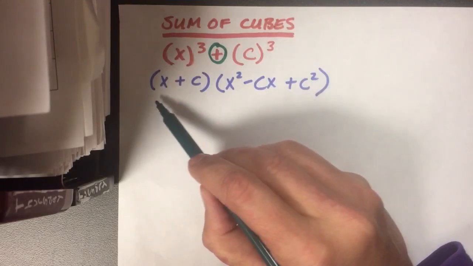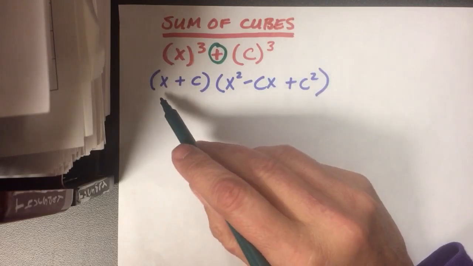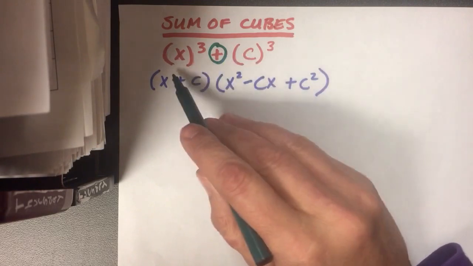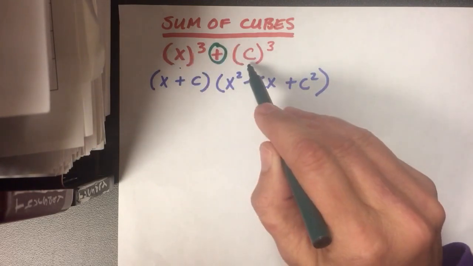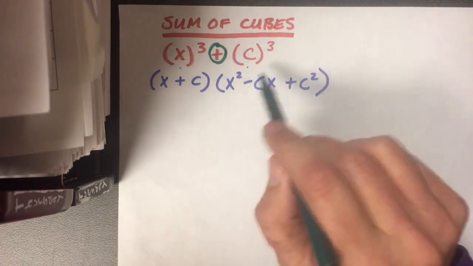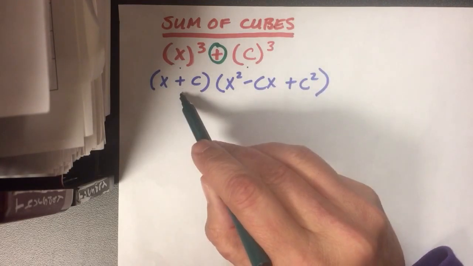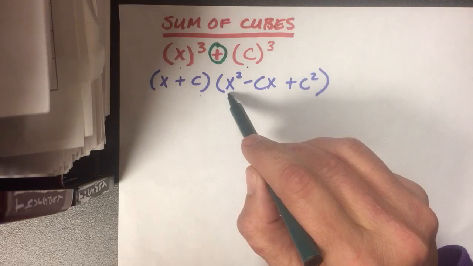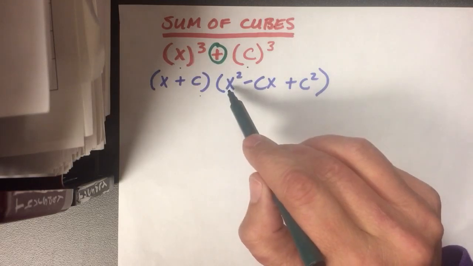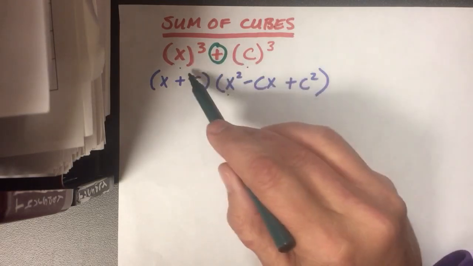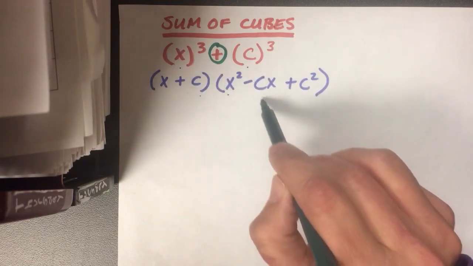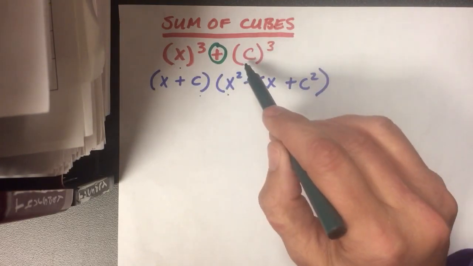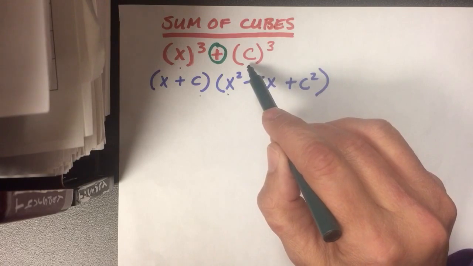Here, first of all, is our formula. Here's our template. When you have a sum of cubes, it's base 1 and base 2. This is the two values being cubed. So we have x plus c. You add the two bases. Then you have x squared, which is the first base squared, c times x, which is your two bases multiplied, the product, and c squared, which is your second base squared.